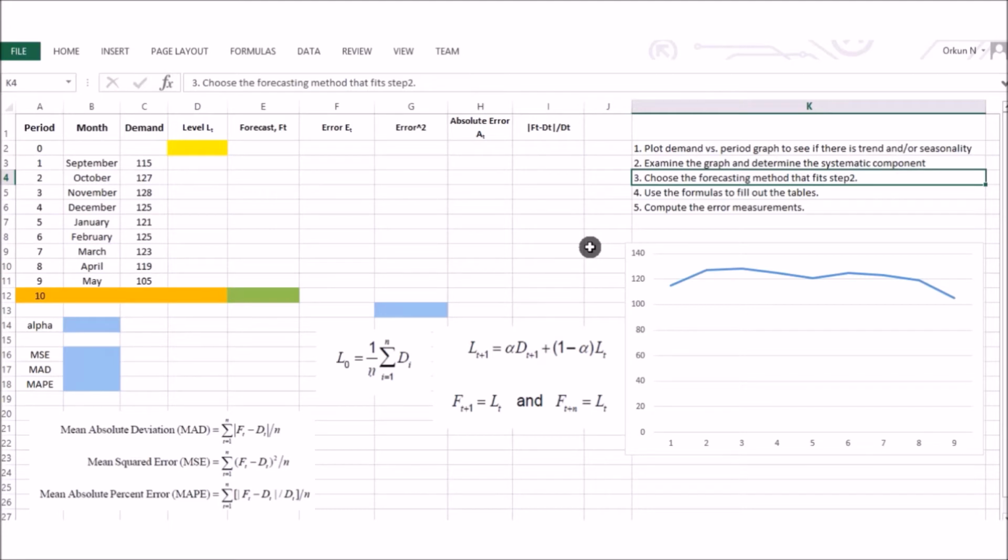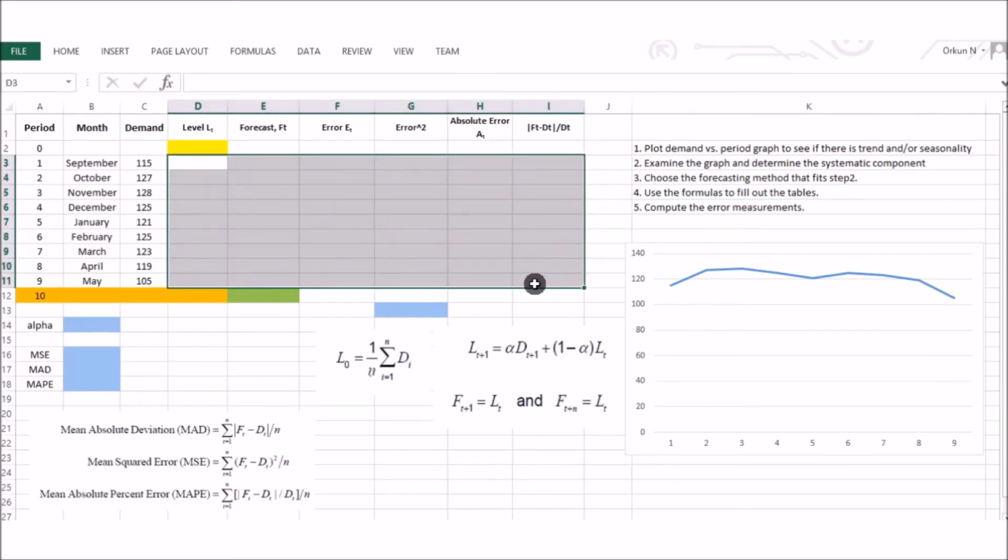Step three: for such cases, we can apply simple moving average or exponential smoothing. Exponential smoothing is preferred because it gives more weight to the recent data, and recent data is given more significance. In this case, we are going to capture that by using a smoothing constant, or a weight. The next step is to use the formulas for this forecasting technique to fill out the table here. So let's start.